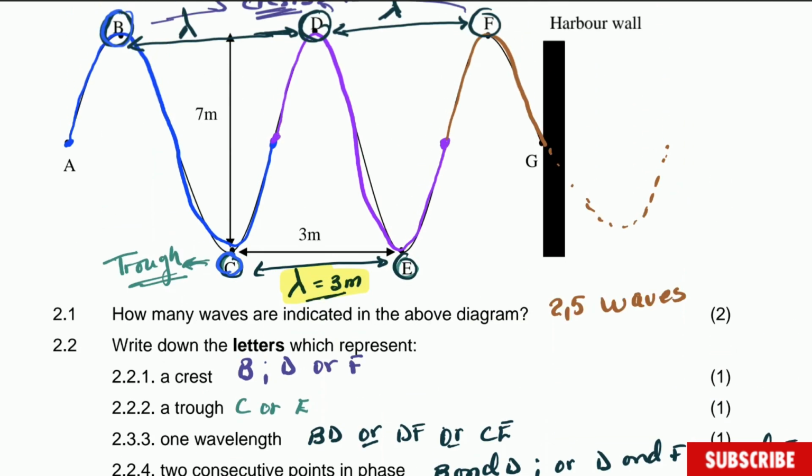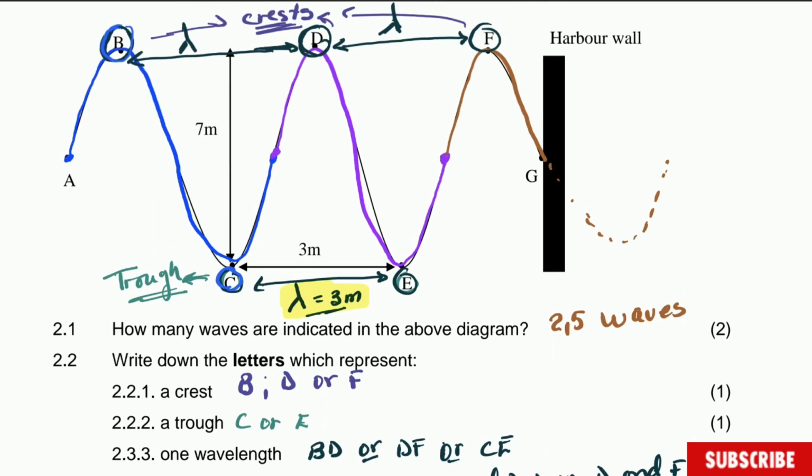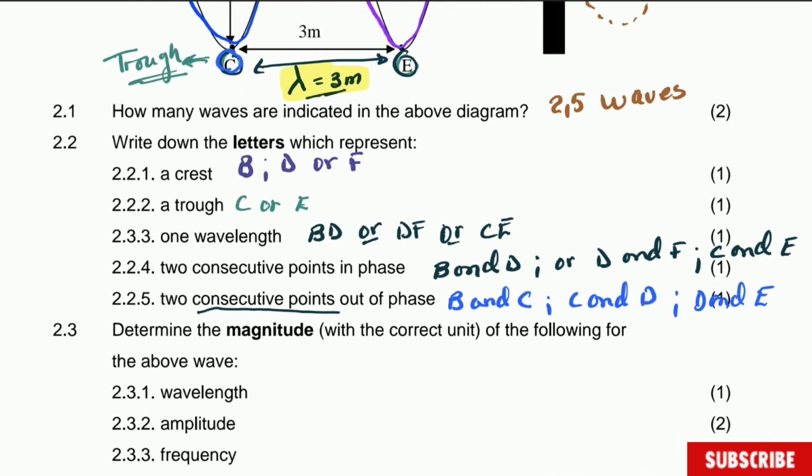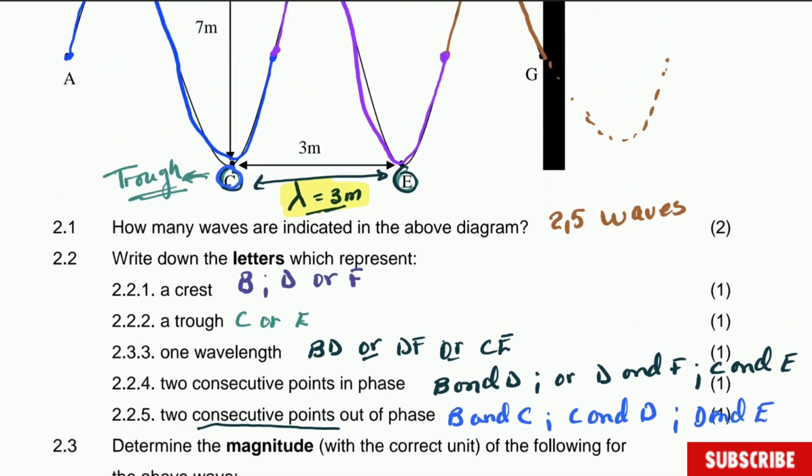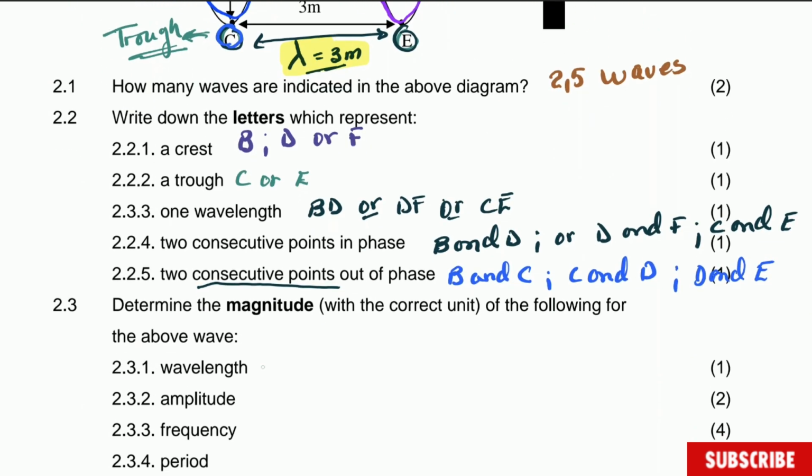And guys, E and F, but I'm not going to write that one as well. E and F is also points out of phase that are the consecutive one. Determine the magnitude with the correct unit of the following for the above wavelength, and we already spoke about wavelengths, guys. We already even marked there is 3 meters there. So this one is 3 meters.